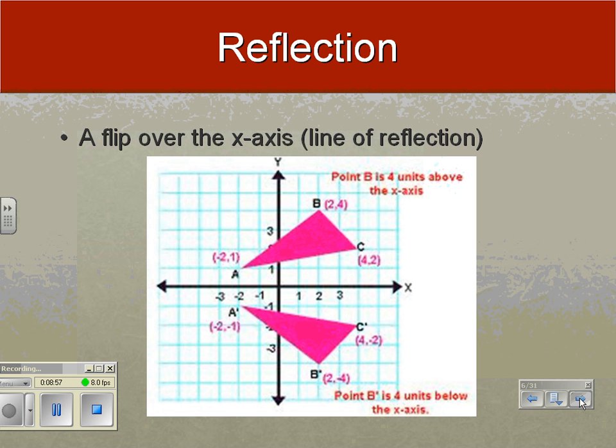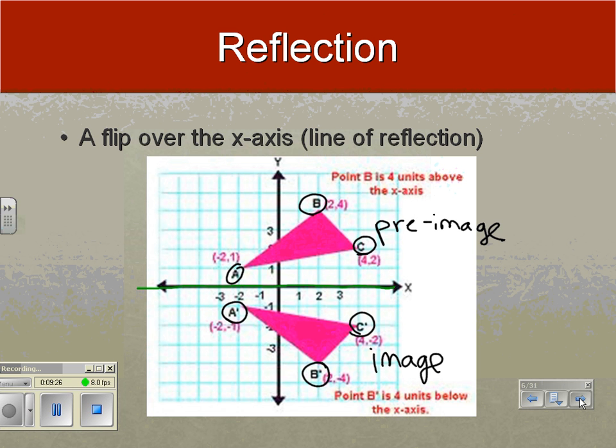Our first example is where they're flipping it over the x-axis. So if you look at the pre-image, you can see that it's been flipped over, and I'll highlight it, the x-axis, to create the image. And we know this one is the image because of where it says C prime, B prime, and A prime.